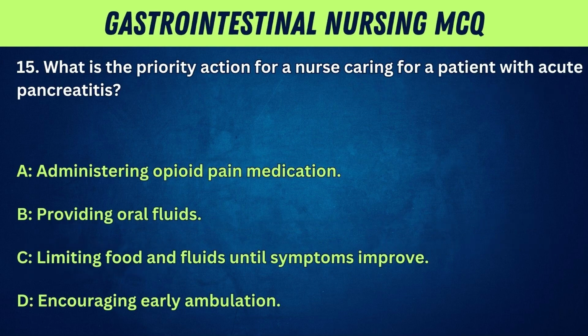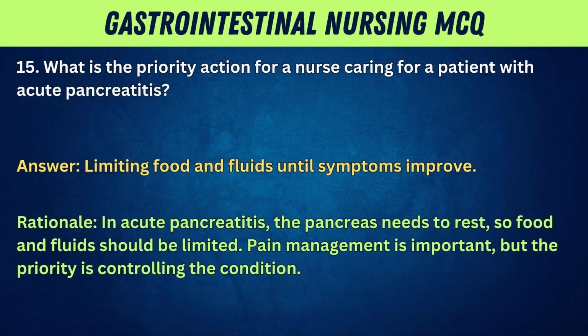15. What is the priority action for a nurse caring for a patient with acute pancreatitis? A. Administering opioid pain medication. B. Providing oral fluids. C. Limiting food and fluids until symptoms improve. D. Encouraging early ambulation. Answer: limiting food and fluids until symptoms improve.